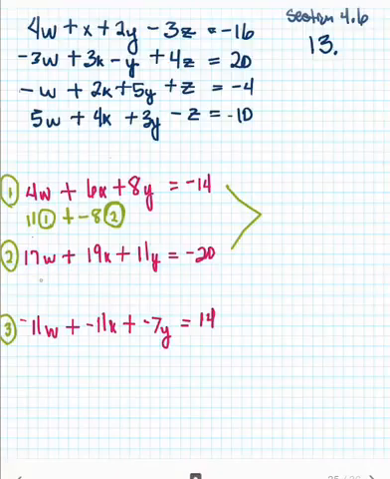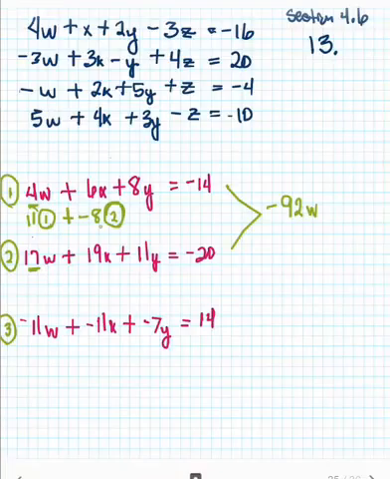So let's see. 11 times 4, and then I'm going to add that to negative 8 times 17, and that's going to give me the coefficient of the w, which is going to be negative 92. So that's going to be negative 92w, right? I took 11 times equation 1, 4, and I added that to negative 8 times 17. I got negative 92w.